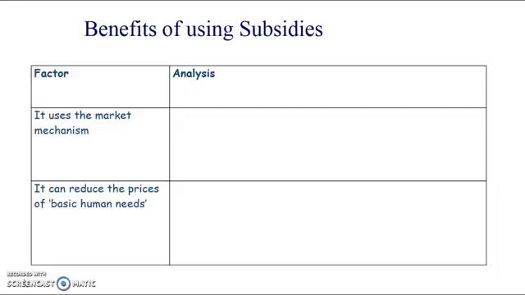So a benefit of using this is that it's using the market mechanism. We've got this phrase, people respond to incentives. So we know that when a price is decreased, it makes it much more affordable for people, and it also means that they might switch from using substitutes as well. That's what we're looking at with people respond to incentives. So it can be very effective in increasing consumption. And if there's increased consumption or increased quantity demanded, we know that suppliers are going to respond to that as well. It also reduces the prices of basic human needs.